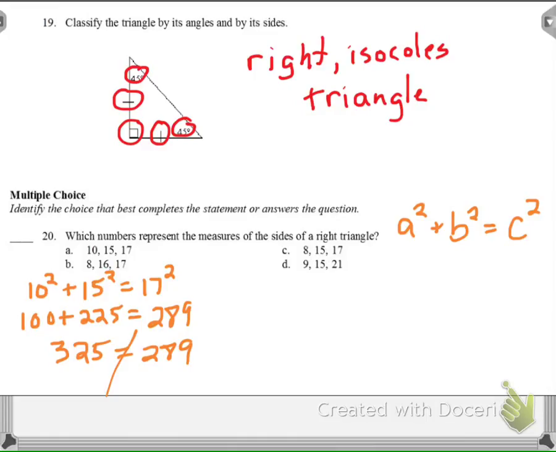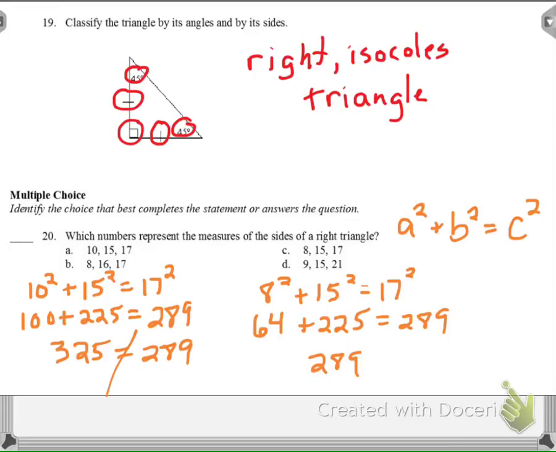Alright, I'm going to test C out now. Okay, 8 squared plus 15 squared equals 17 squared. So 64 plus 225 equals 289. Well, 64 plus 225 is 289, and 289 does equal 289. So C is the correct answer. Okay, so if it's a right triangle, then the Pythagorean theorem has to be true. Now, it'd probably be a good idea to test these other two out and make sure they're not too, because maybe I messed up. Okay, but if this is true, then this is a right triangle.